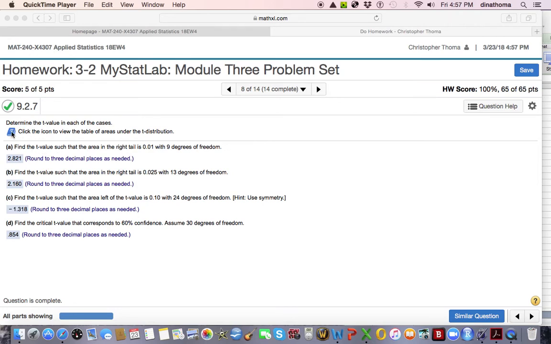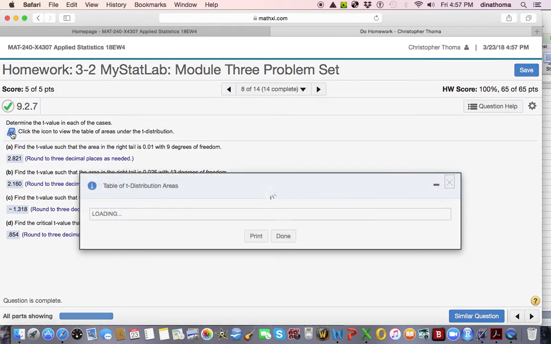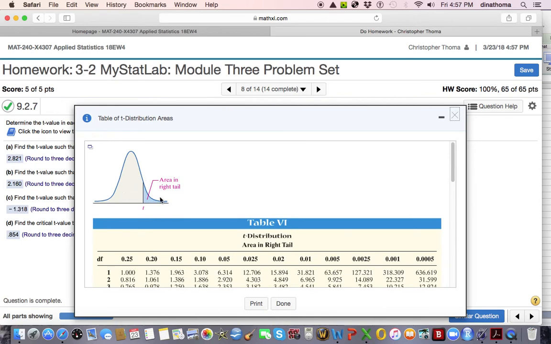So if you click on this blue icon here, it will bring up our table for the t-distributions. Remember, the t is very similar to the z. The biggest difference is we use the t when we do not know the population standard deviation, and we have to use the sample standard deviation. As you can see by our picture here, the area is always in the right tail. So when we find these probabilities, we're only looking in the right tail.